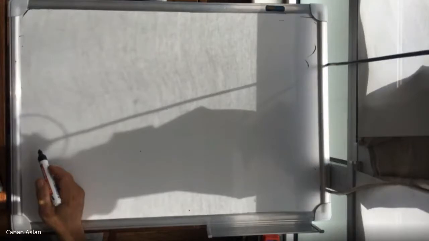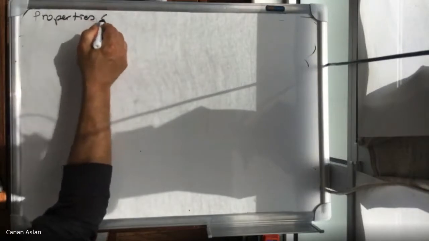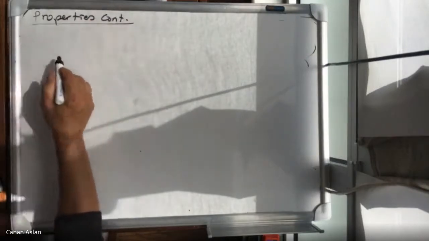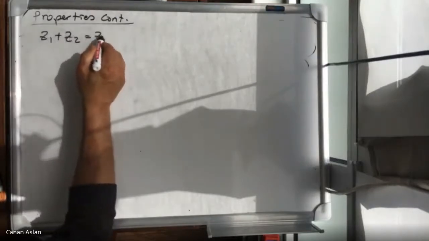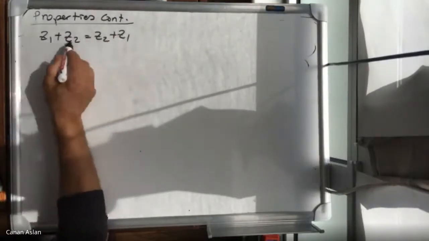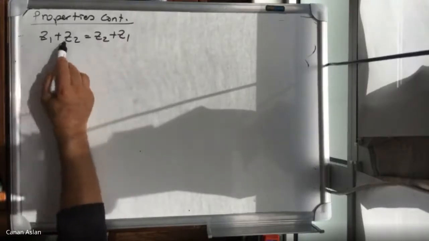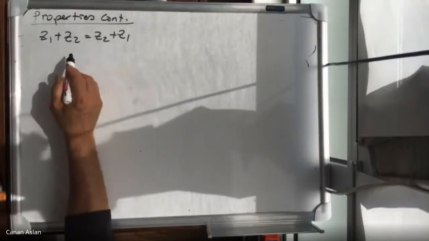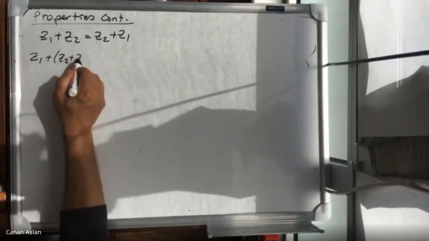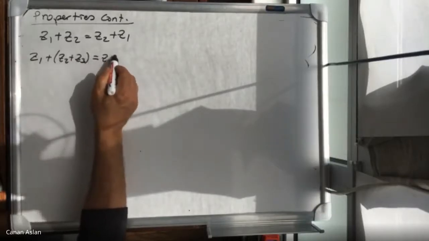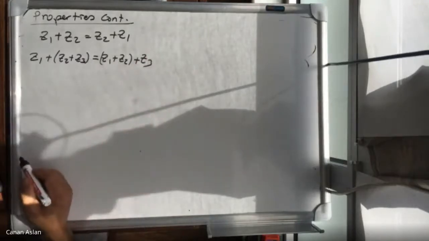Okay, now the properties continue. The complex numbers have these properties. If you have z1 plus z2, it's equal to z2 plus z1. It doesn't matter how you add them up. As far as you add them up, it doesn't matter the order. You can change the order. Also, z1 plus z2 plus z3 is exactly equal to z1 plus z2 first and then z3. Nothing changes.